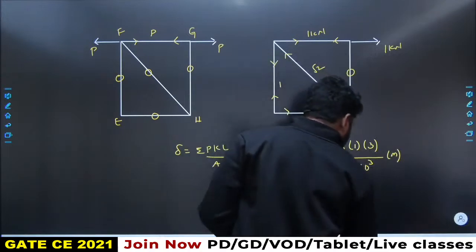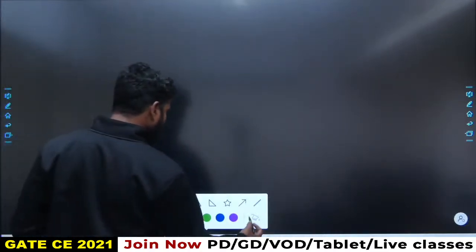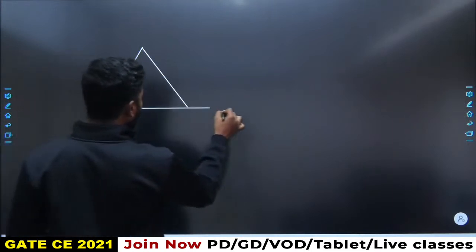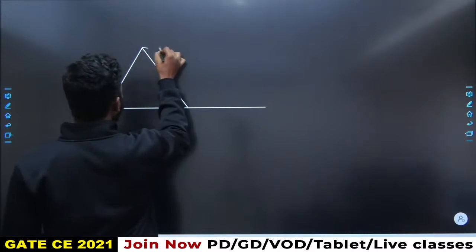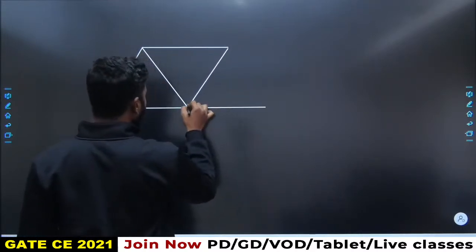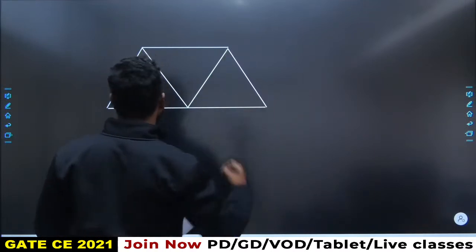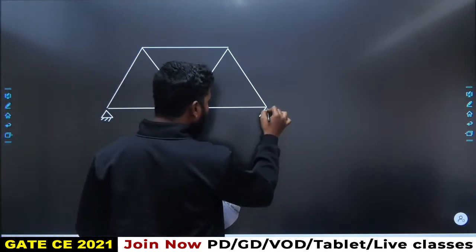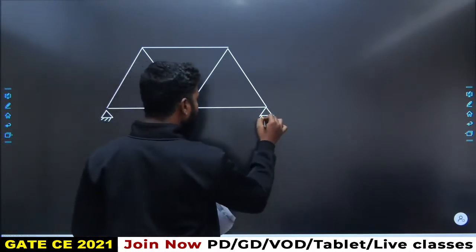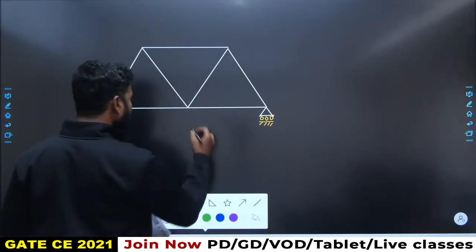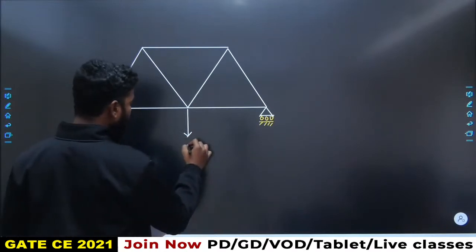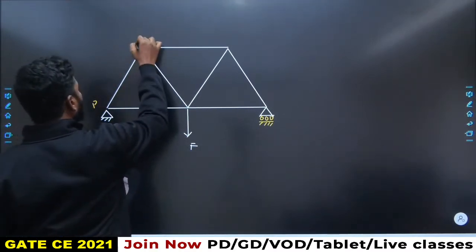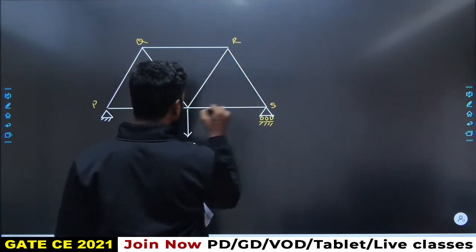And please correct me if this question is wrong, because I don't know exactly what the question is here. If you see something like this, there is a hinge support and there is a roller support here, and there is a reaction. There is some force F here. Now if this is P, Q, R, S, T.